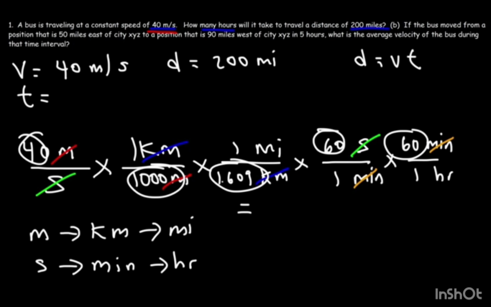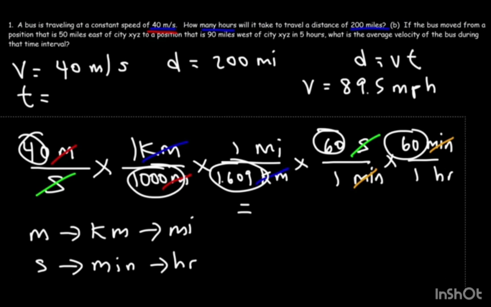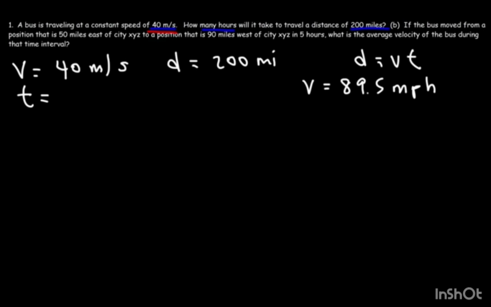So for the velocity, or rather the speed, you should get 89.5, if you round it, miles per hour, which we can write mph. So that's how we can convert meters per second to miles per hour. Now let's go ahead and finish this problem.